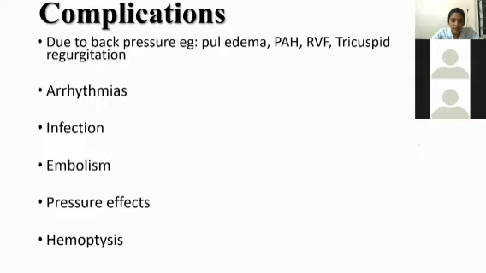We already discussed in the pathophysiology: pulmonary edema, pulmonary artery hypertension, right ventricular failure, and tricuspid regurgitation. Then arrhythmias we can observe. Then infections, then embolism, pressure effects. So due to pressure, some problems can happen. Then hemoptysis, blood in the sputum will be there.